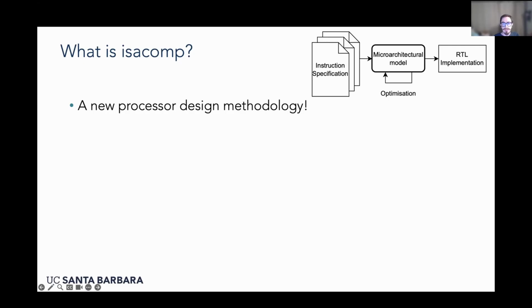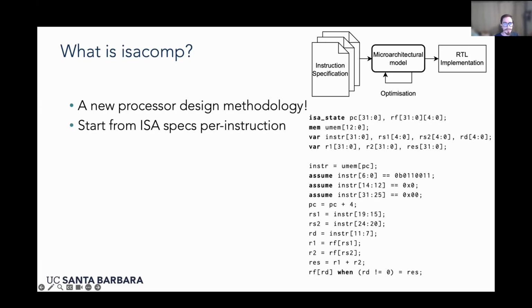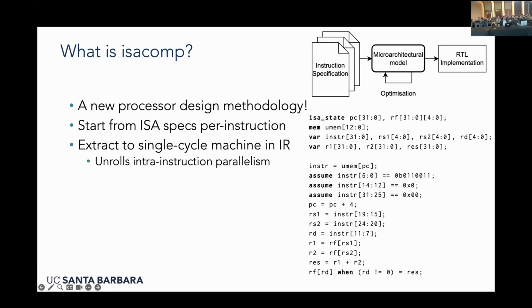IsoComp is a system where you start from isospecs. You write a spec per instruction. It's a tiny program. Ideally, any of you in the room could write a program that looks like this on the right. Claude can also write these programs, and lots of them. You can then extract these isospecs per instruction into a single cycle machine in a graph IR that I call a resource graph. A single cycle machine here is something that unrolls all of the intra-instruction parallelism. So you have this insane, theoretically extremely high performance machine, but in practice, it's complete garbage.